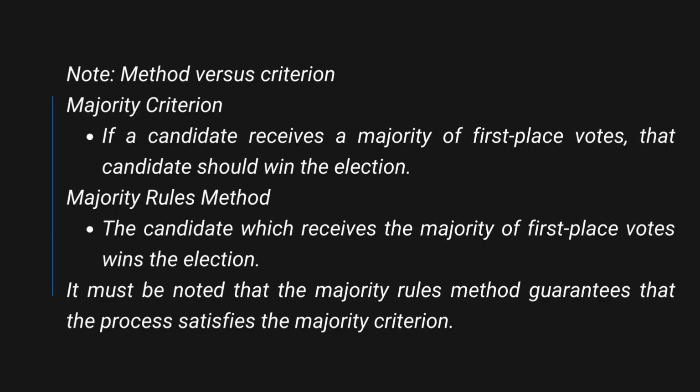Note: method versus criterion, the majority criterion. If a candidate receives a majority of first place votes, that candidate should win the election. For the majority rules method, the candidate who receives the majority of first place votes wins the election. It must be noted that the majority rules method guarantees that the process satisfies the majority criterion.